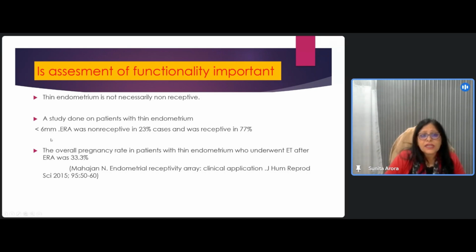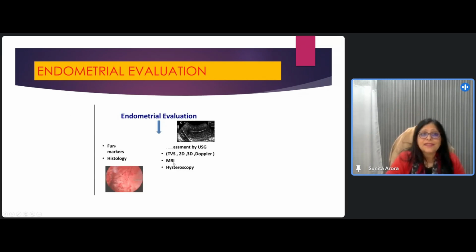We have a study by our own Dr. Nalini Mahajan where she has studied the endometriums and did the transfer at endometrium as low as 6 mm, and they have found that ERA, endometrial receptivity assay, was non-receptive in these cases in 23% cases only, and rest all it was receptive, and they got a pregnancy rate of 33.3% at 6 mm endometrium and less.